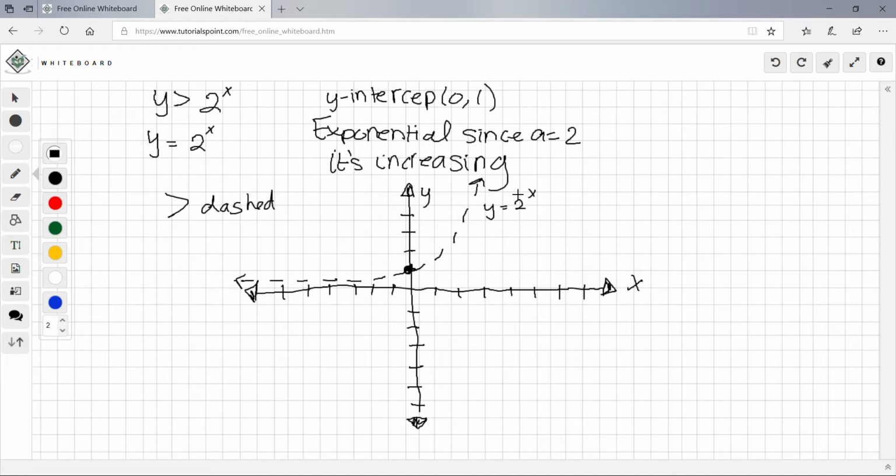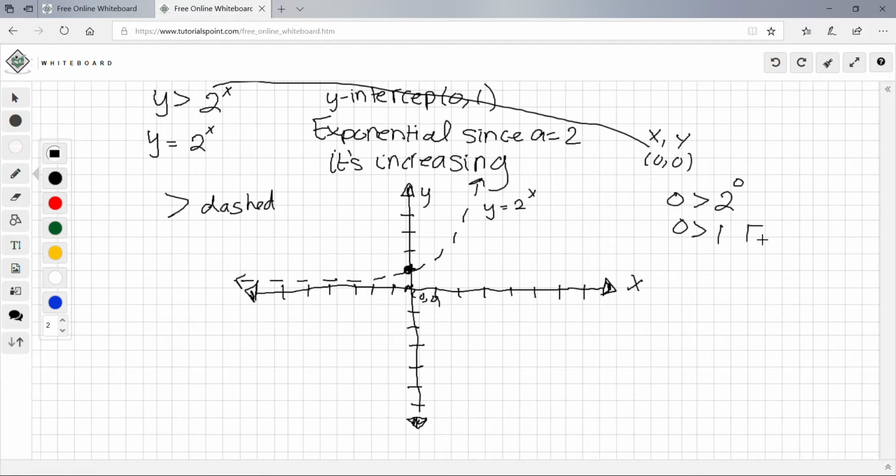So how I do that is I can use a point that does not cross it. So I could use this point 0, 0, right? If I use the point 0, 0, I put this into the original equation, not this one, but this one. That's our x and here's our y. So y is 0, greater than 2 to the 0 power, and anything to the 0 power is just 1, so it's 0 greater than 1.